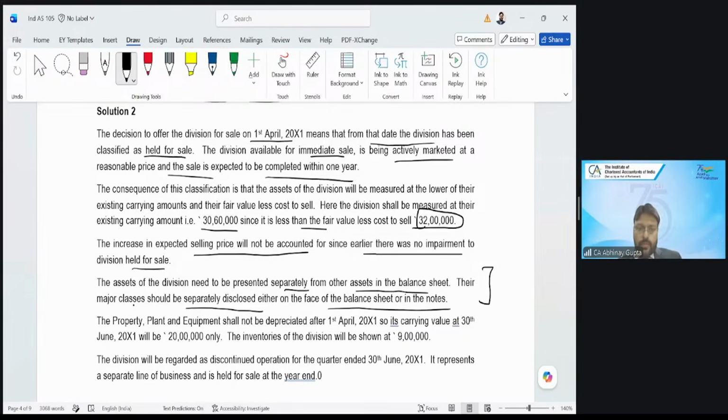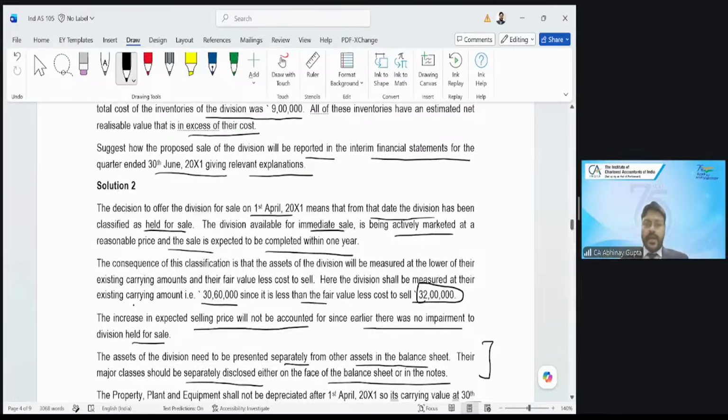The property, plant and equipment shall not be depreciated after the 1st of April. I hope you remember our discussion that depreciation ceases on the date of classification. Until the date of classification, depreciation will be applied to those non-current assets forming part of this disposal group. After the classification, depreciation will not be charged. So depreciation will cease on this very date. So the carrying value at 30th June 2001 will be 20 lakh only, right? What do we mean by 20 lakh and why is it so?